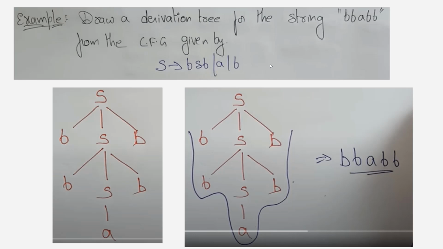This is how we can draw the derivation tree for a given string from a given context-free grammar. I hope you understand the concept of how to form the derivation tree in theory of computation. Thank you.